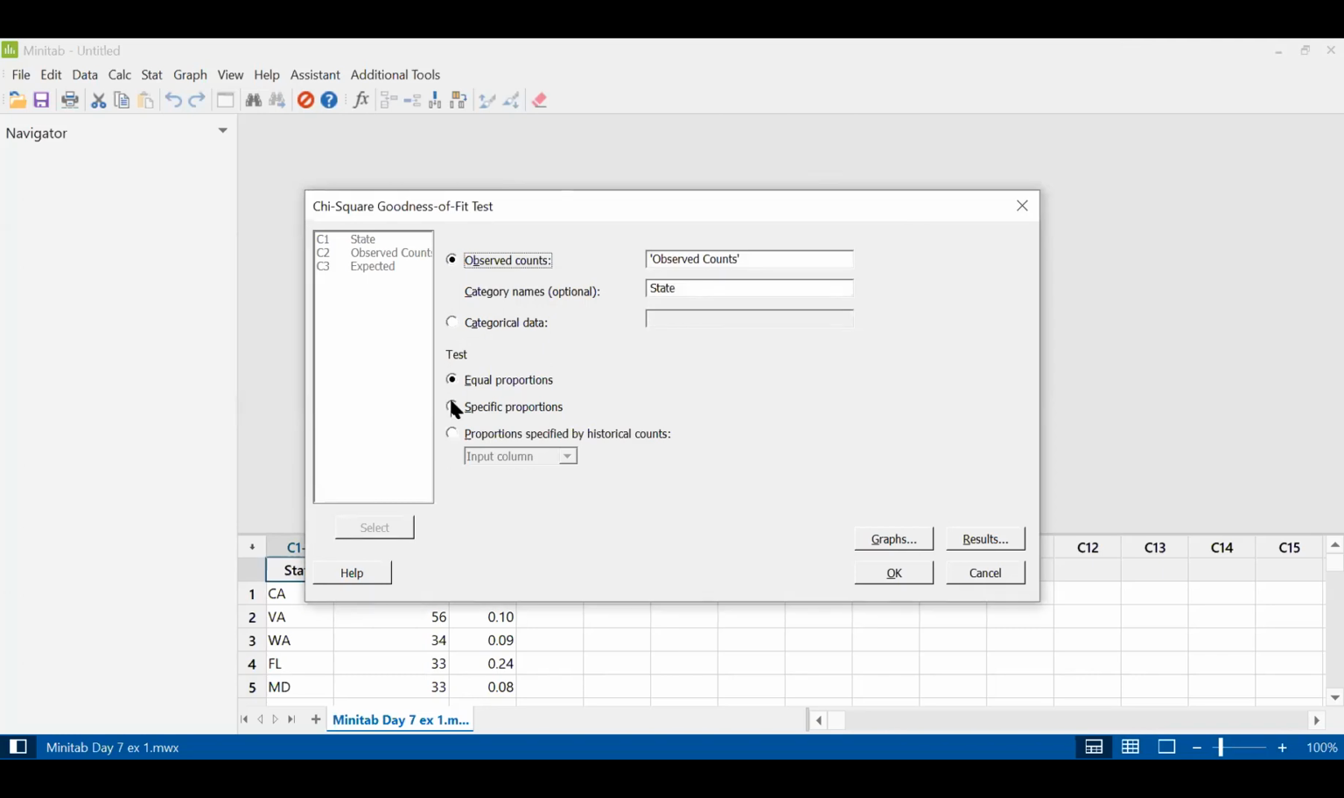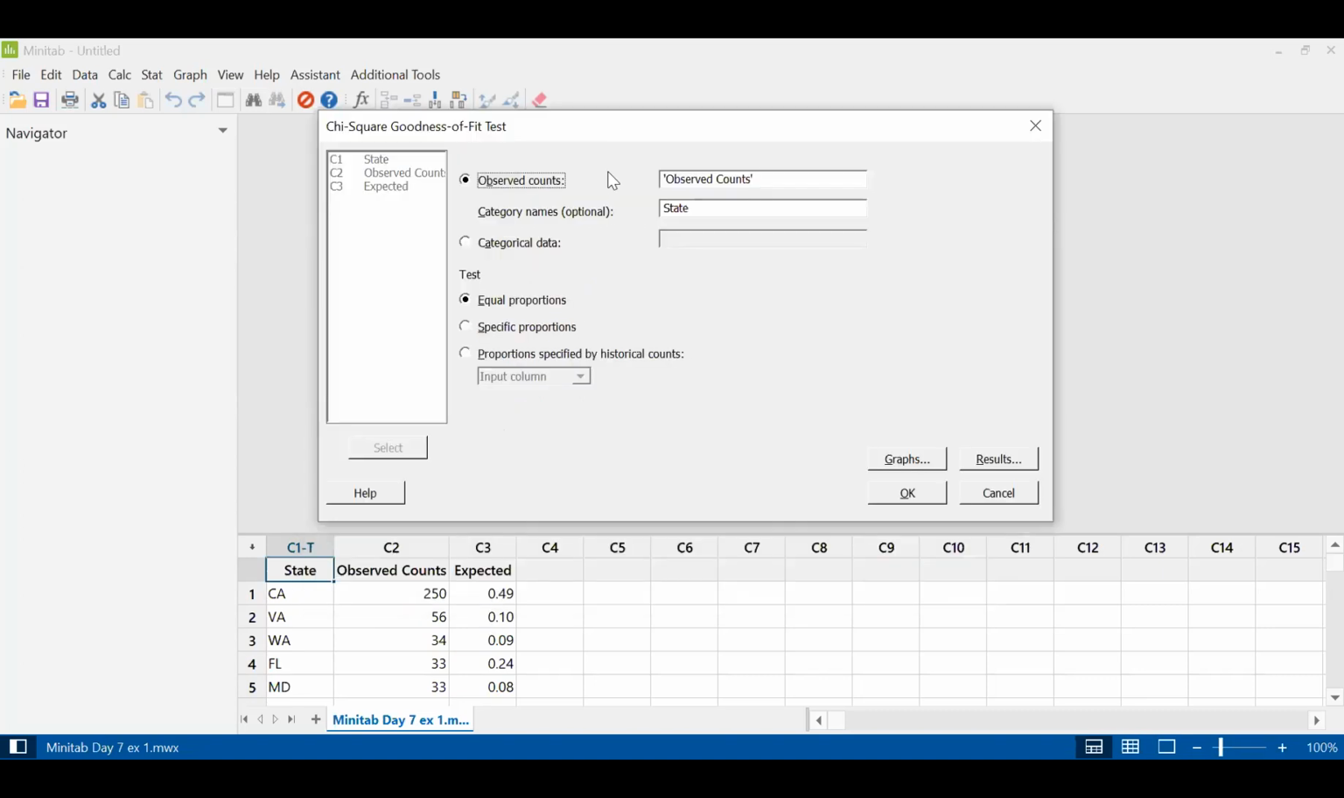Okay. All right. So now in my test process, I need to know, do I have equal proportions or do I have specific proportions? Equal proportions would mean that all of the levels are 20%. So my expected would say 0.2, 0.2, 0.2, 0.2, right? That would be equal proportions. And I, in fact, wouldn't even need this column in that case. Specific proportions mean that they're different and it's this specific breakdown.